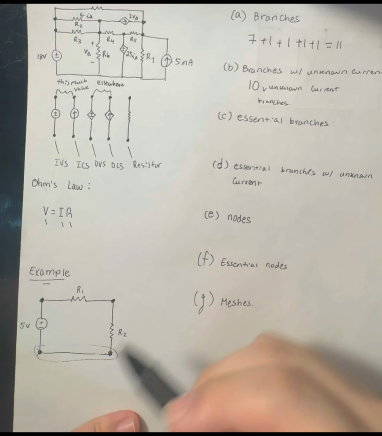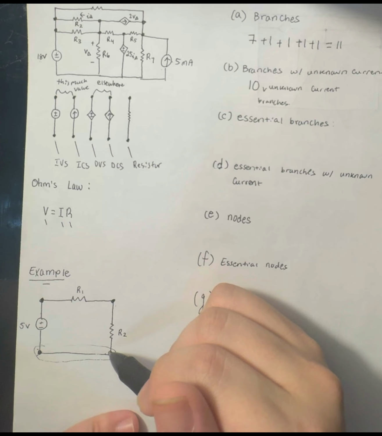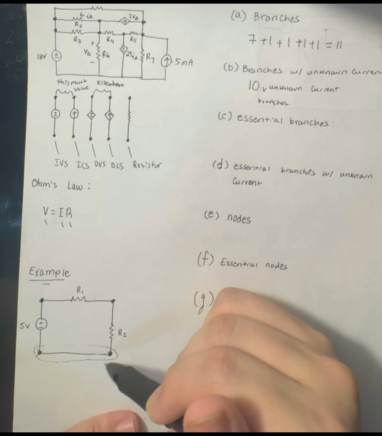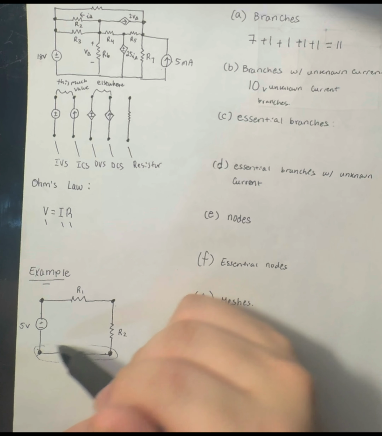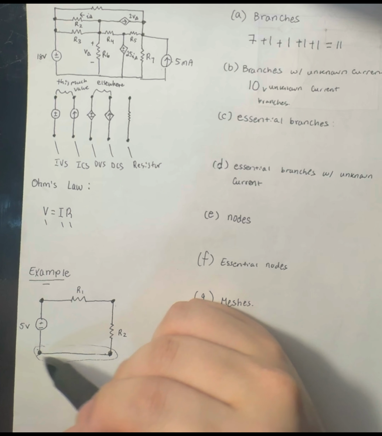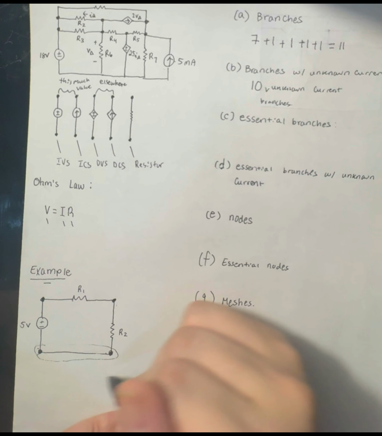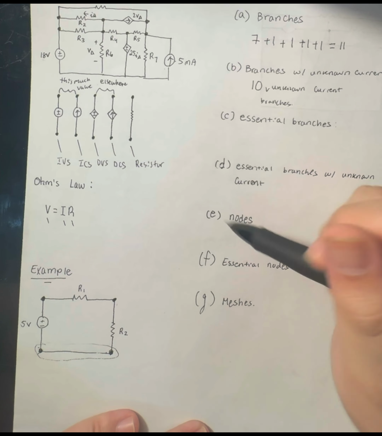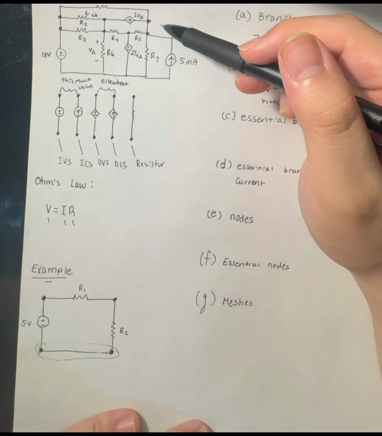The reason we define the bottom as a node is because there are no circuit elements in between it. It's literally just a wire, so we can treat it as one single node. Now we can go back to this diagram and define the different nodes.